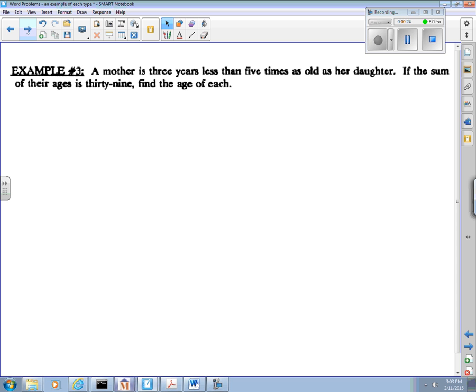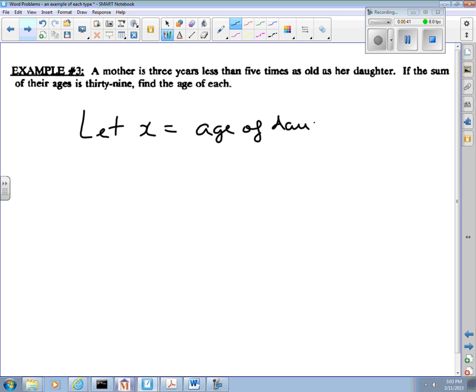First example is actually an easy one. There's only one period of their life. A mother is 3 years less than 5 times as old as her daughter. If the sum of their ages is 39, find the age of each. So I'm going to start by saying, I'm going to let x equal the age of the daughter, which means that the mother is 3 years less than 5 times as old. So that's 5x minus 3.